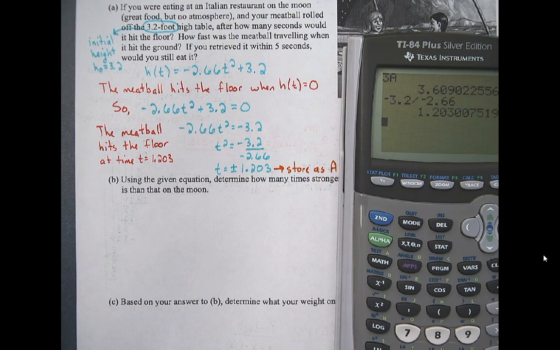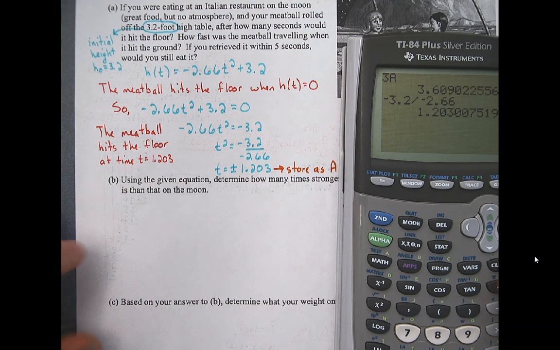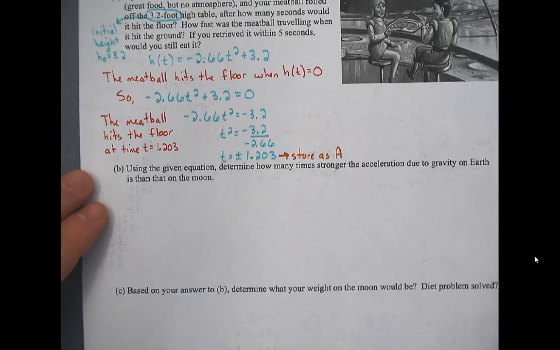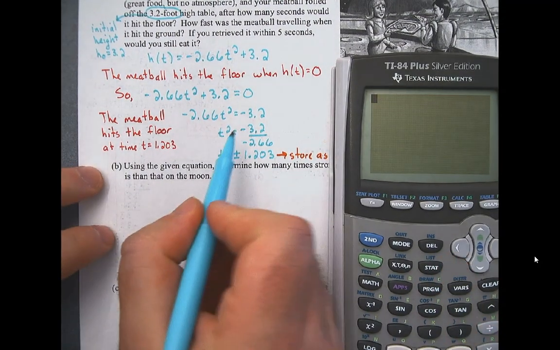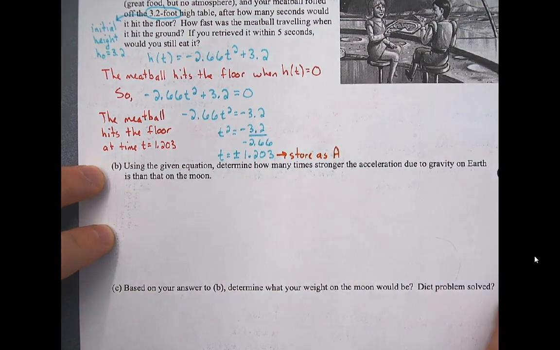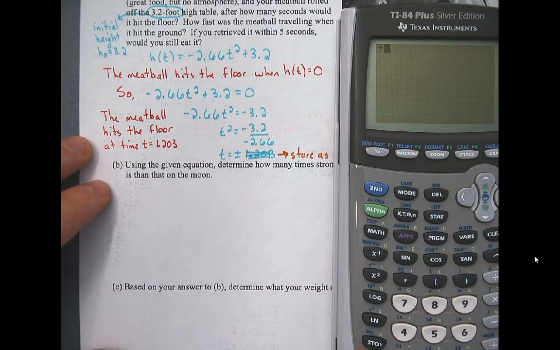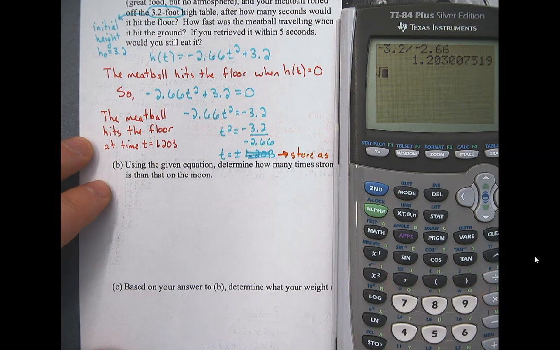Huh, my other notes were, oh, I forgot to square root that. Dang it. Man, I'm rushing here to try to get these notes done. Okay, sorry guys. This was still t squared. So I'm going to cross this out. So let's try this again. Negative 3.2 divided by negative 2.66. And then I need to square root that. So second square root, second answer.